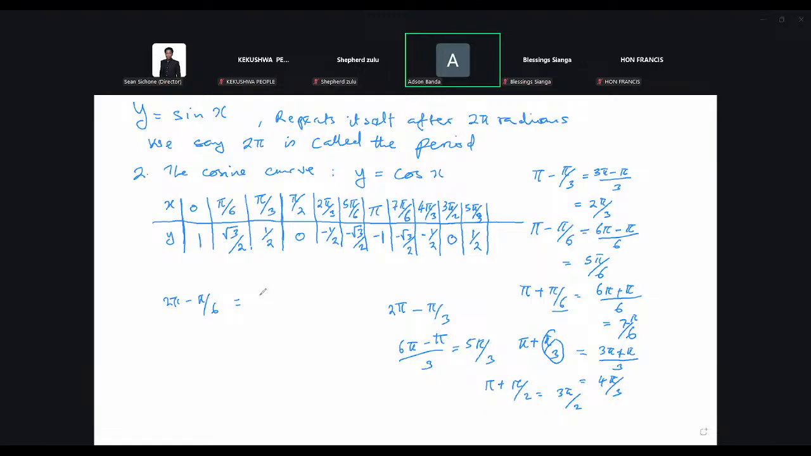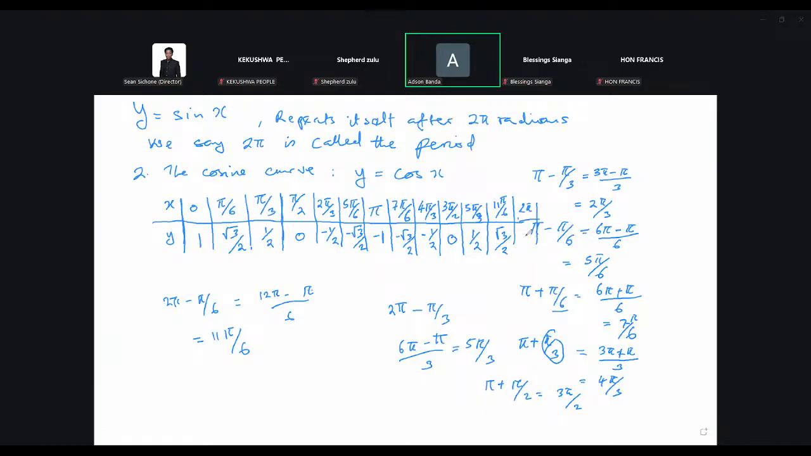And this gives us 12 pi minus pi by 6, and this is 11 pi by 6. Okay, so that gives us 11 pi by 6 as our next standard angle. And the ratio is the same as that of pi by 6 in this case, so it will just be root 3 over 2. And the last one, of course, is 2 pi.